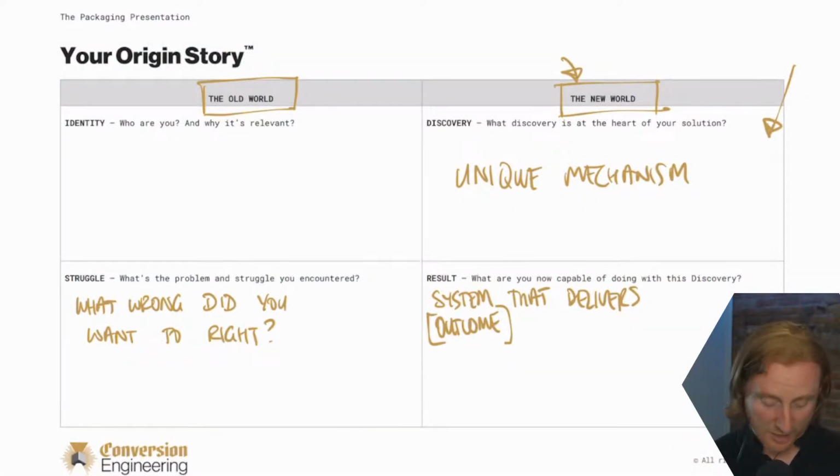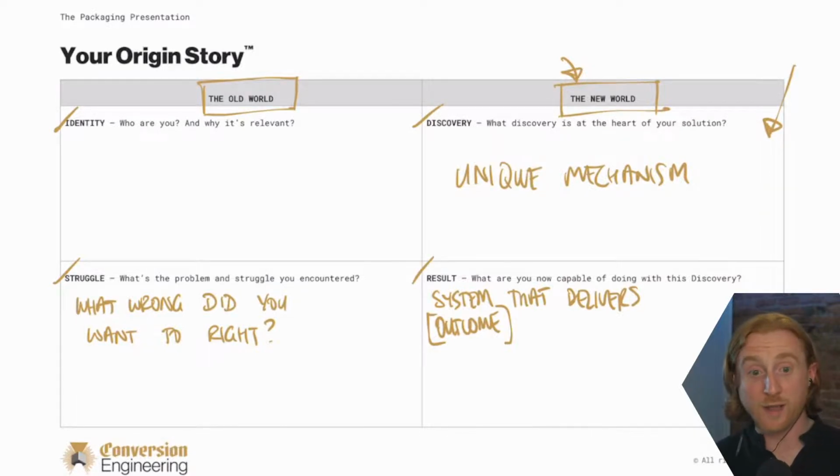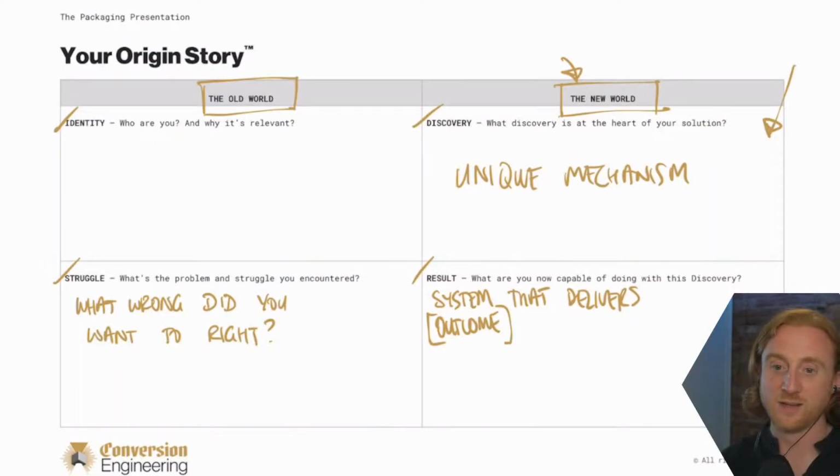I'm not going to dive into it here, but the best formula I have found out there to articulate your origin story is Kevin Rogers' 60-second sales hook with the ISDR formula, which is identity, struggle, discovery, result. Who are you and why is it relevant? What's the problem and struggle that you encountered, right? What discovery is at the heart of your solution, i.e., what was the discovery that allowed you to create the unique mechanism for solving this problem, right? And result, what are you now capable of doing with this discovery and unique mechanism? What is the result of that? What is the system that delivers the outcome that you've created based on that discovery?